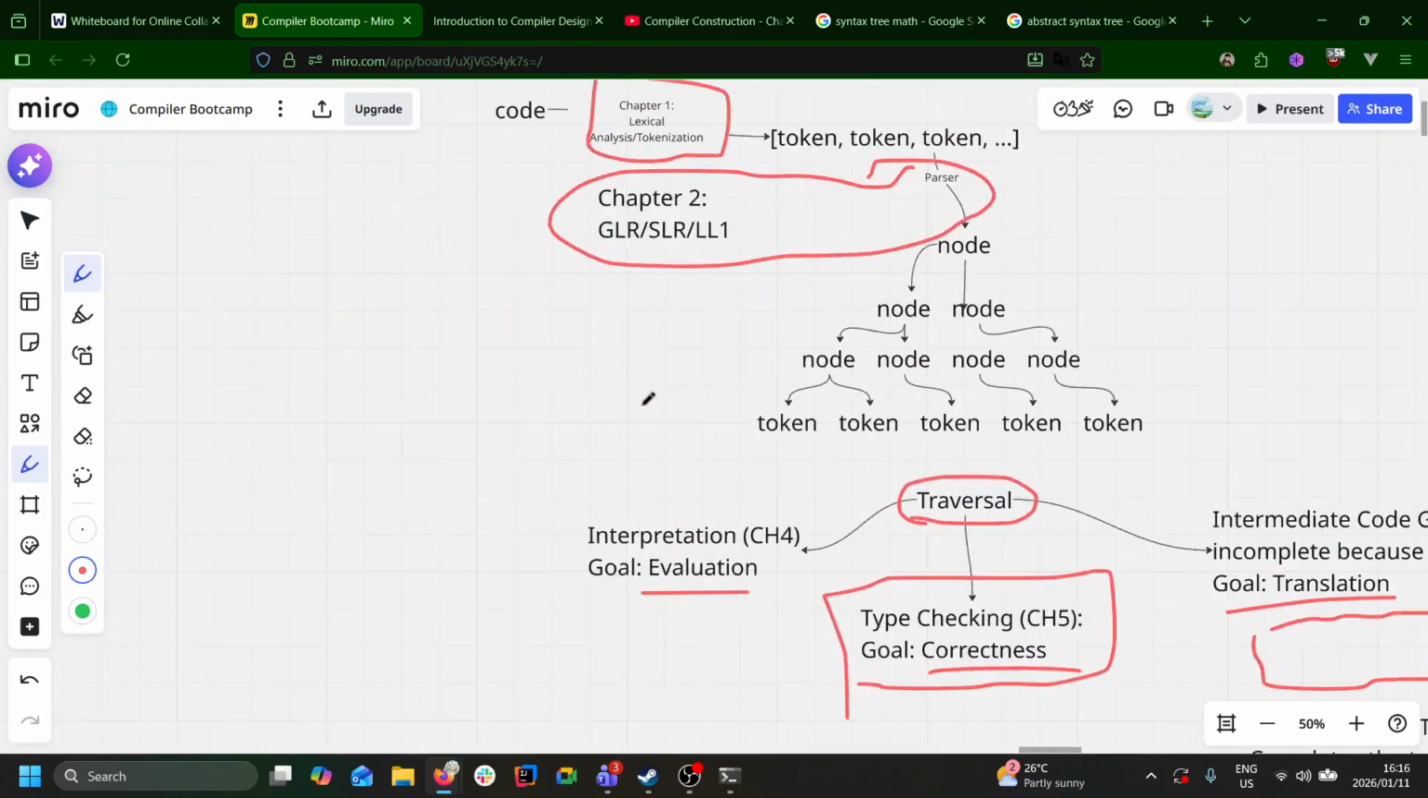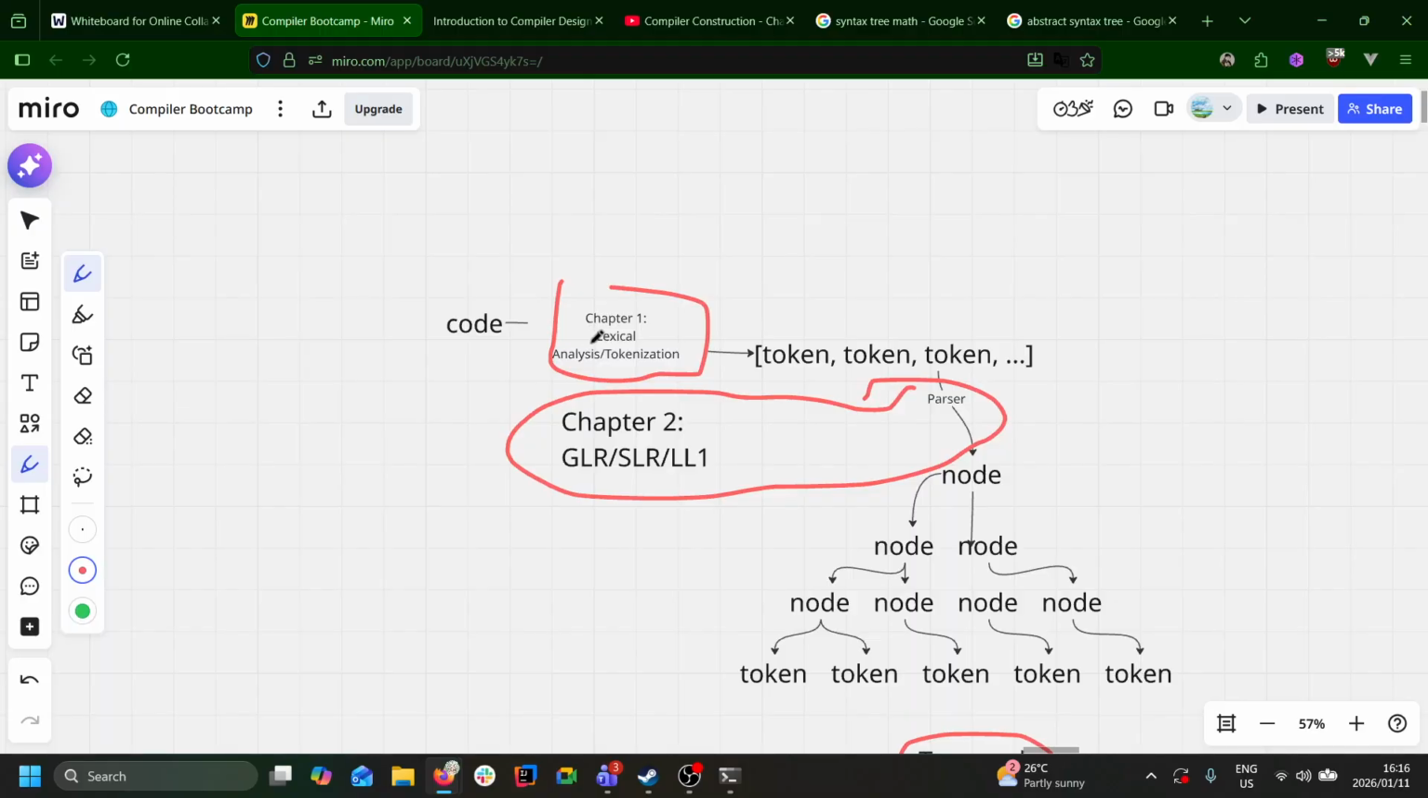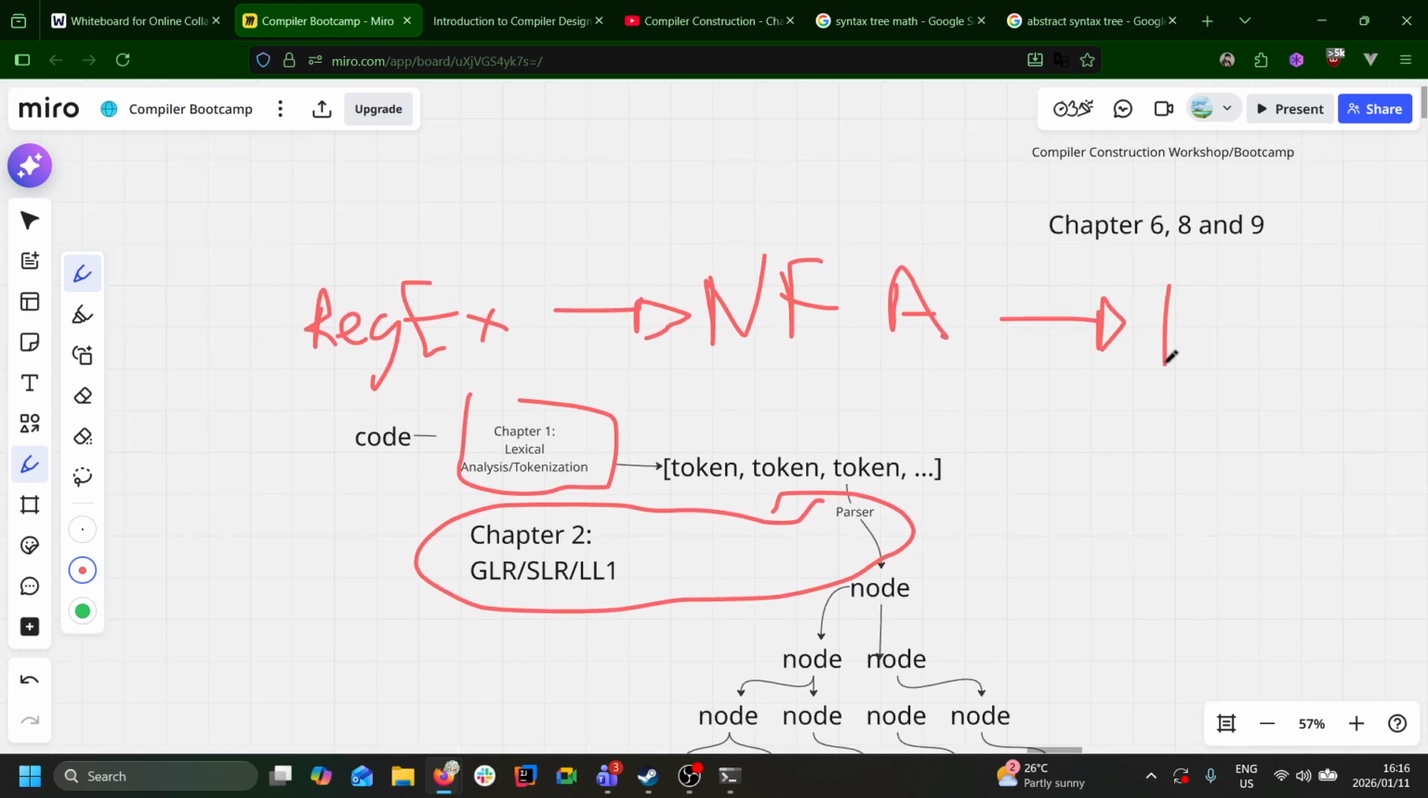For each chapter, let me give some advice on the best way to go about it. For chapter one, you need to know how to translate from a regular expression, regex, to an NFA, to a DFA, and to a min DFA. I do explain how to do that in one of the videos.